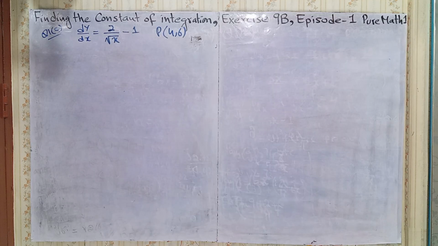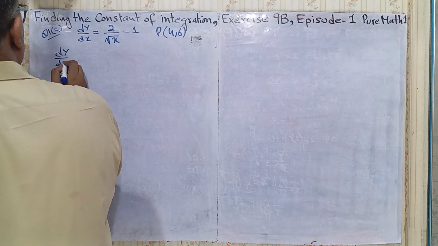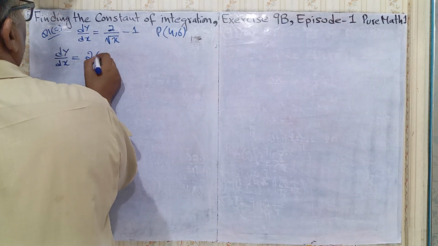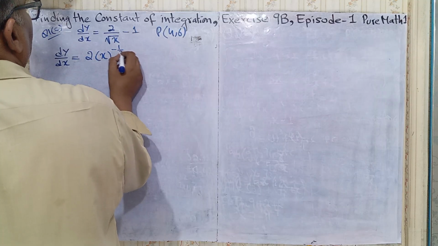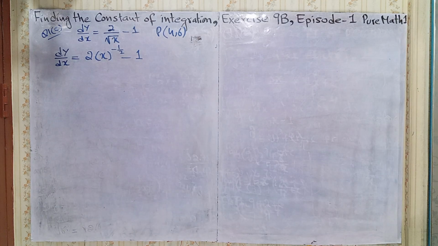Okay, so if you want to find the equation of the curve, what we will do, we will integrate this. But first of all, you have to simplify this. The dy by dx will be equal to 2 into x raised to power minus 1 by 2 minus 1. So you see, I bring that x upstairs. It is a square root, so its power is 1 by 2. When it comes upstairs, its power will become minus 1 by 2.